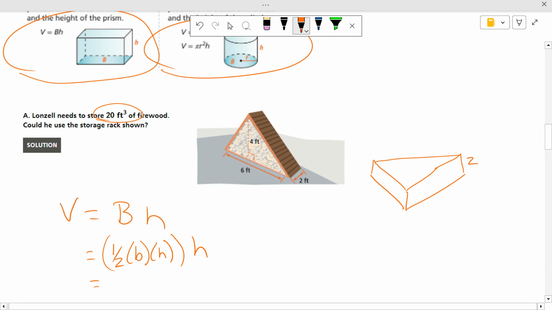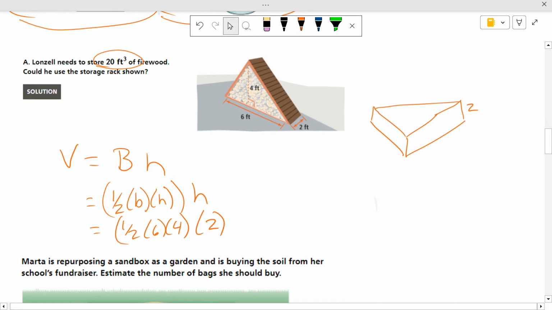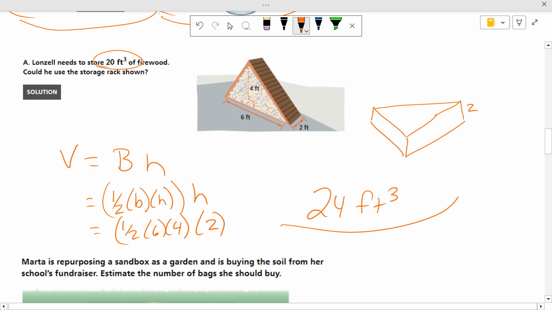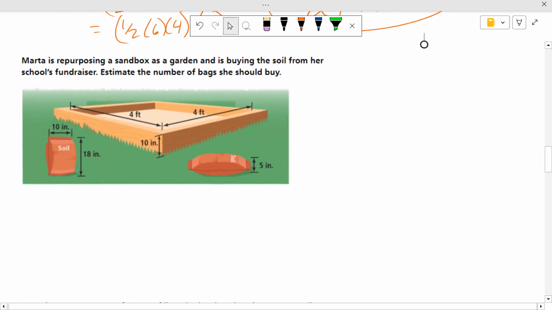Okay, so it's 1/2 of 6 times 4, that's the area of the triangle, and then times 2, the distance in between the two bases. So 1/2 of 6 is 3, 3 times 4 is 12, 12 times 2 is 24 feet cubed. Is there enough room in that to hold his firewood? Yes, there is, because he needed to hold 20 cubic feet.